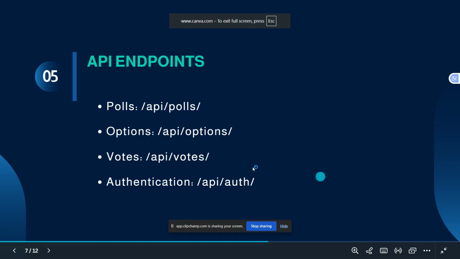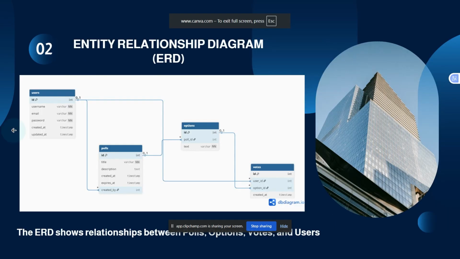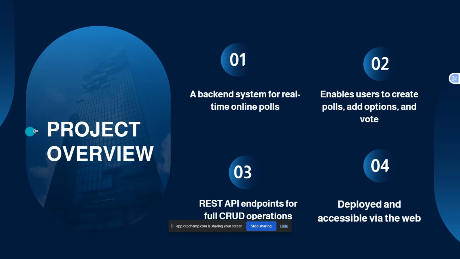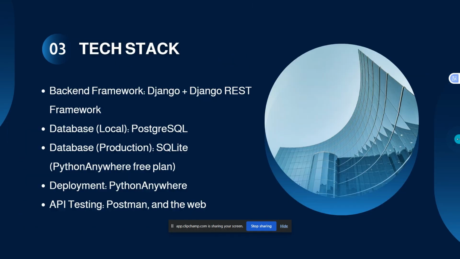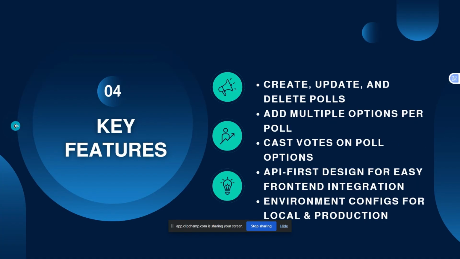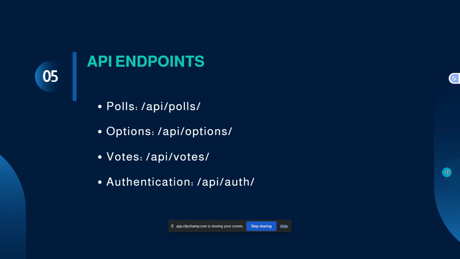The key features of this application include to create, update, and delete polls, add multiple poll options per poll, and cast votes on poll options. First, the API is designed for easy front-end integration. The environment config is for local and production. The endpoints we're going to be trying out include the poll, the option, vote, and authentication.